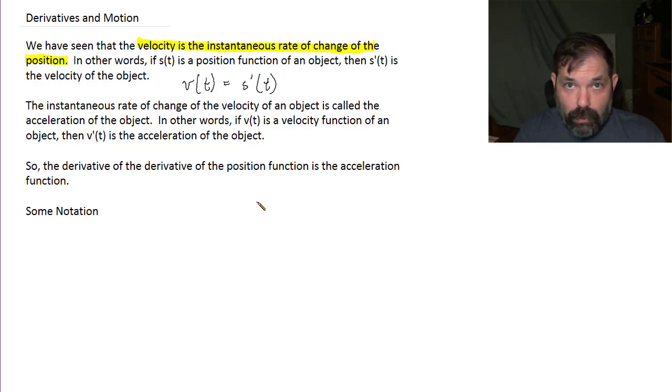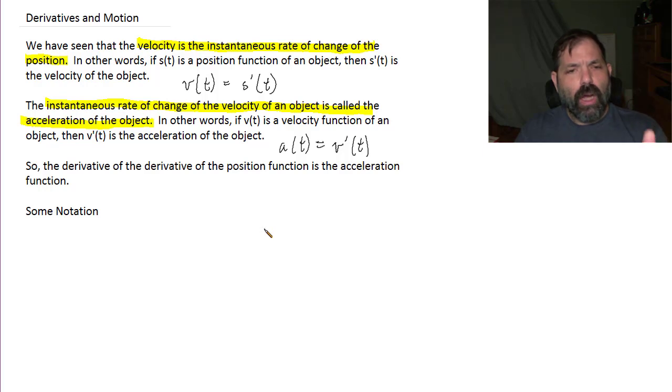Now, it also turns out that if we use a similar process, but starting with the velocity function, we find an average acceleration, and then it becomes an instantaneous acceleration. The instantaneous rate of change of the velocity of an object is called the acceleration of the object. In other words, if v of t is a velocity function of an object, then v prime of t is the acceleration of the object. So a of t, the acceleration, is equal to v prime of t.